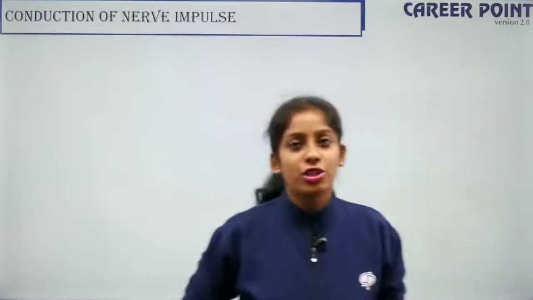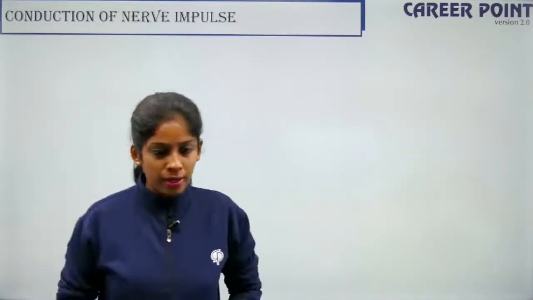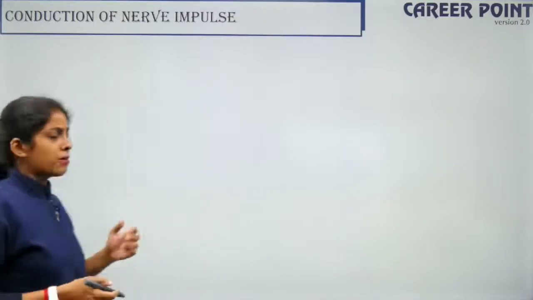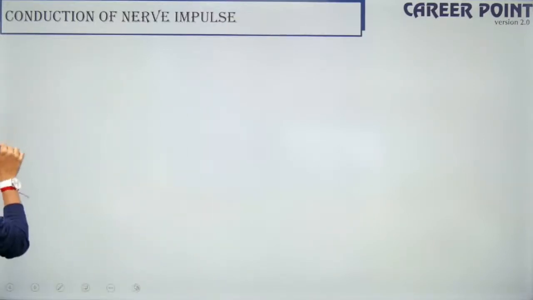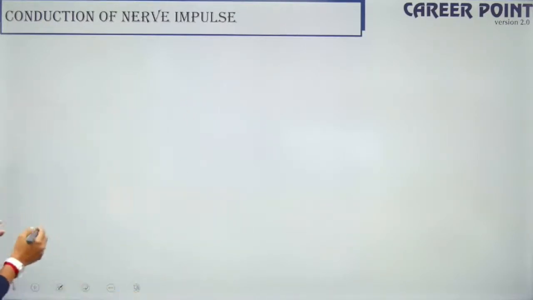So let's go into the topic, that is conduction of nerve impulse. What is conduction of nerve impulse? Let's talk about nerve impulse. How the information passes along the length of the axon, that is conduction of nerve impulse, right? So how does it exactly happen?